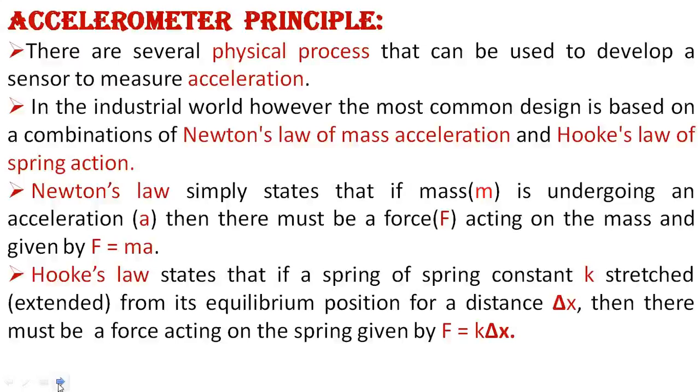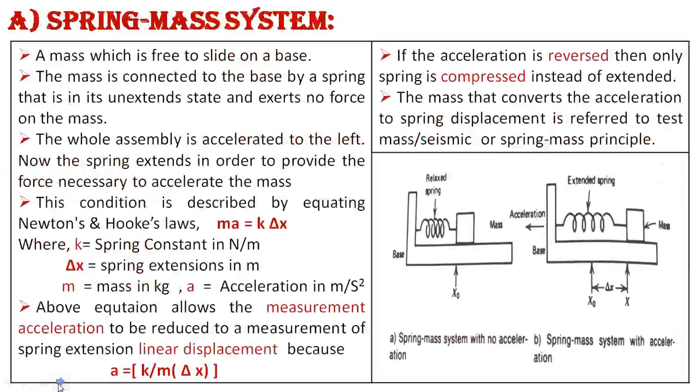The first one is Newton's law, which simply states that if a mass is undergoing an acceleration a, then there must be a force F acting on the mass, given by F = ma. Hooke's law states that if a spring of spring constant k is extended from its equilibrium position for a distance delta x, then there must be a force acting on the spring given by F = k delta x. Now the first one is the spring mass system.